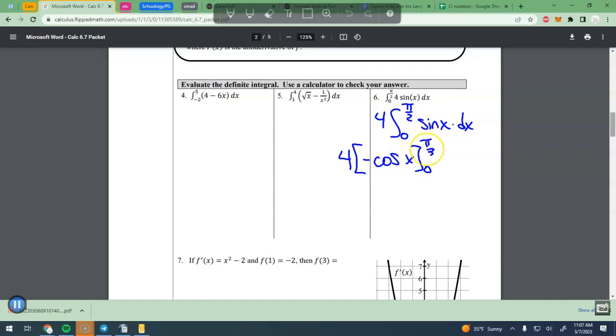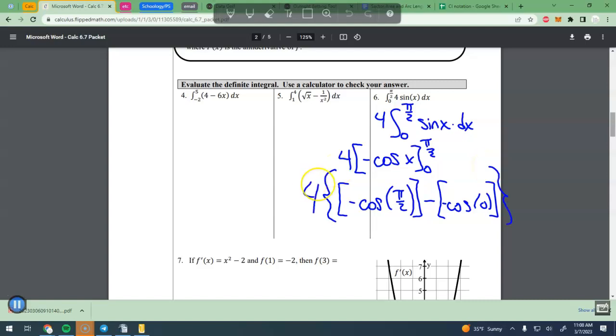And I'm going from 0 to pi over 2. So I'm going to have 4 times negative cosine of pi over 2 minus, it should be like squigglies, so there's brackets there, minus negative cosine of 0. But then all of that multiplied by 4. Do you see what I'm doing? We okay? We're on the same page here? Or not?